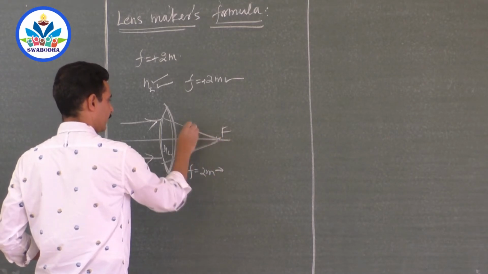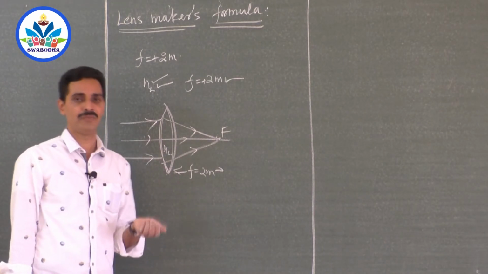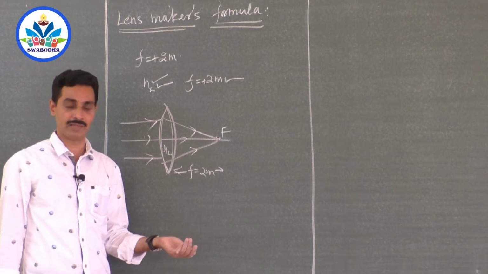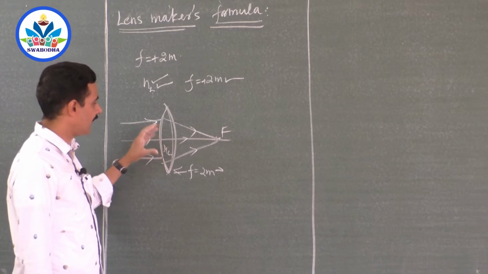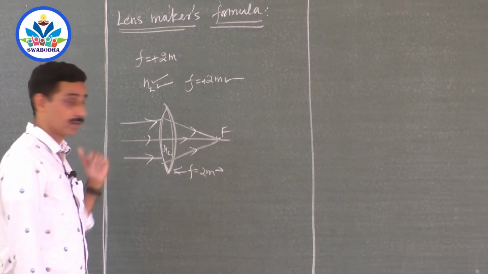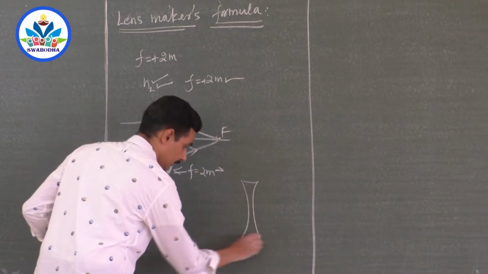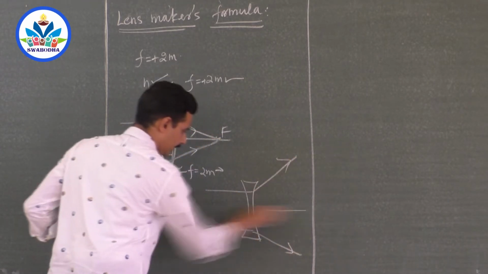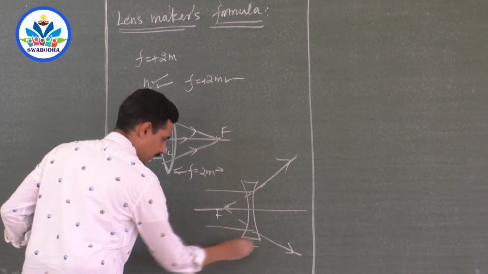I think you are aware of all these things which you have studied in your lower classes. Every lens has a focal length. Every lens is characterized by a focal length. What do you mean by focal length? When parallel rays are incident on a lens, after refraction through both the surfaces, they meet at a point. And if it is a concave lens, they appear to meet at a point. They diverge in such a way that they appear to diverge from a fixed point here. This is the focus, and this is the focal length.